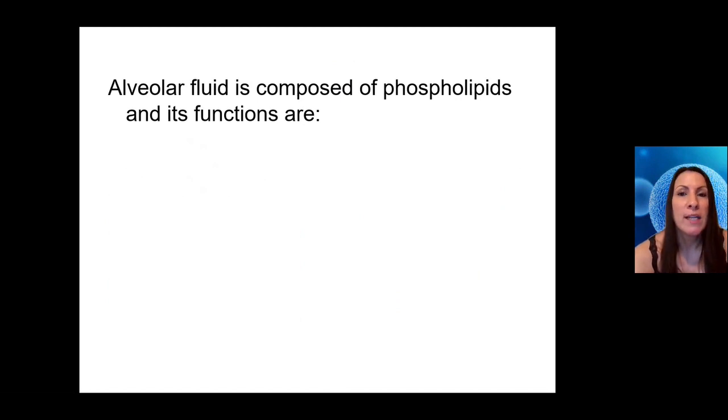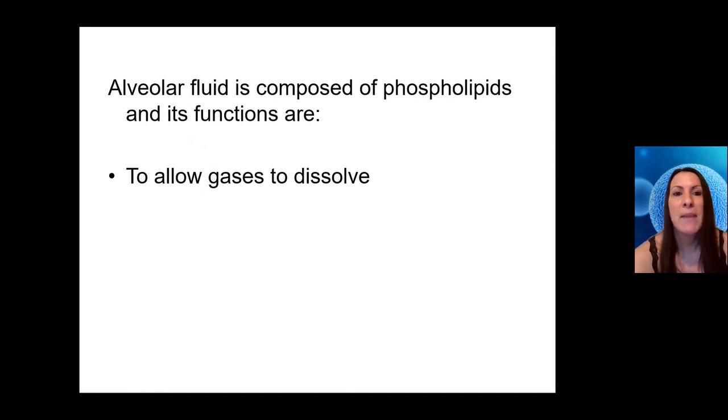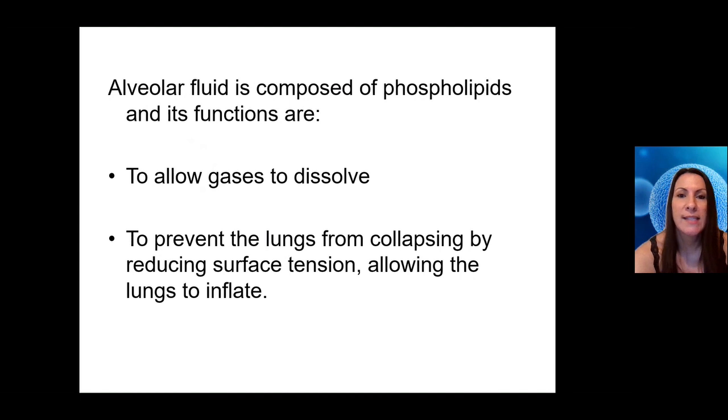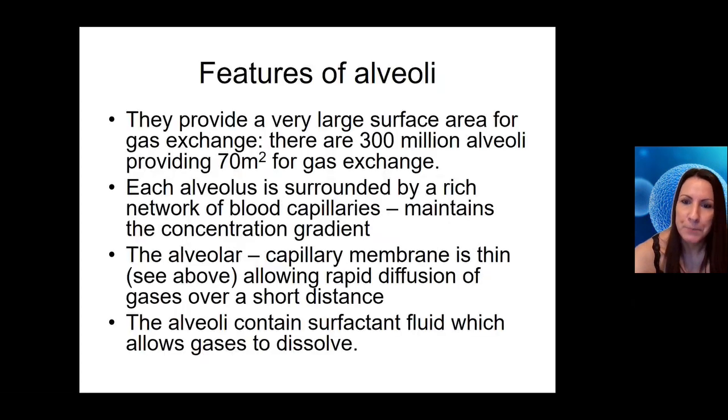The alveolar fluid, that alveolar surfactant made by those type 2 cells, is composed of phospholipids, and its main functions are to allow the gases to dissolve, because obviously things need to be moist and dissolved, and it makes things easier to travel. So the gas molecules, when dissolved, are easier to travel throughout the system. And like I said, they also reduce surface tension and keep the alveoli inflated and prevent the lungs from collapsing.